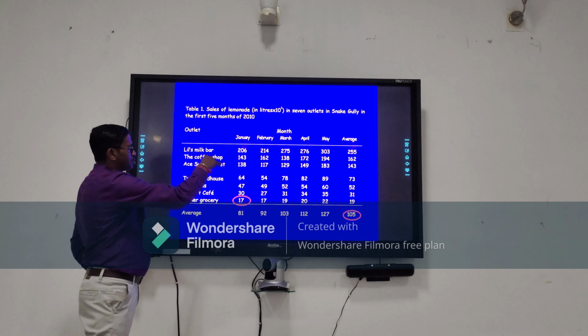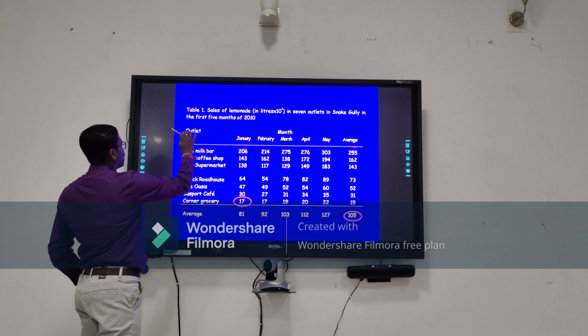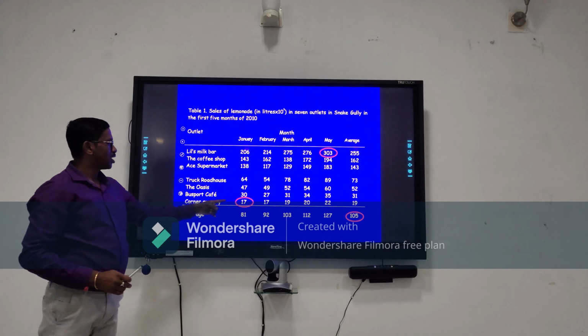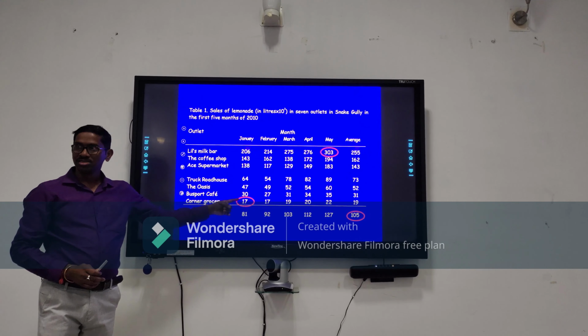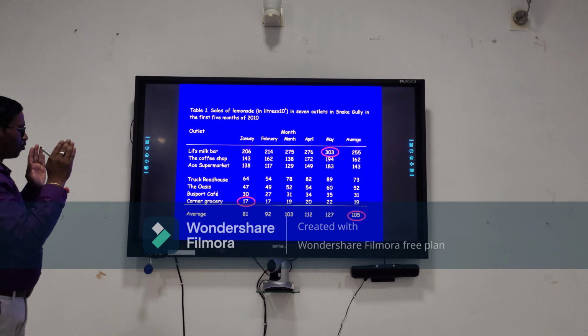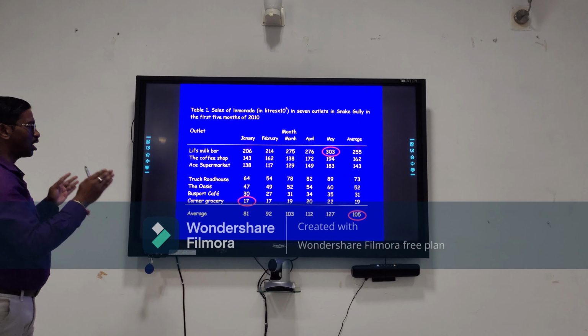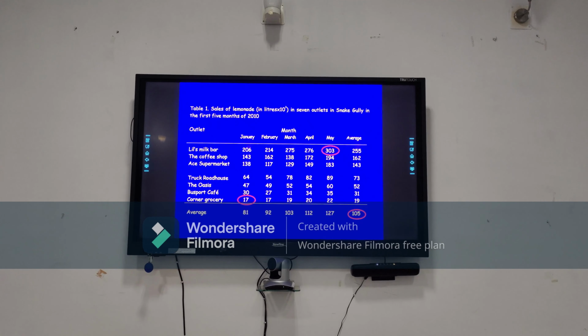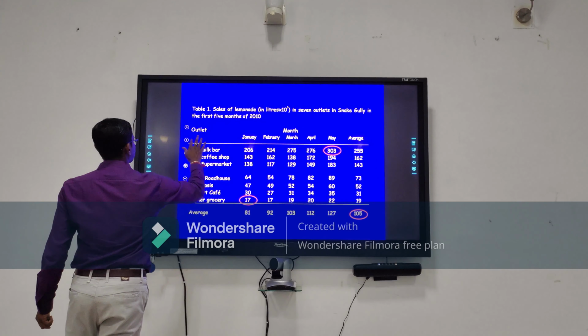And from this table it is also clear which one is the highest seller and which one is the lowest seller. So I mean to say, this is a good table for the readers, for the viewers, and which is very easily understandable by anybody.